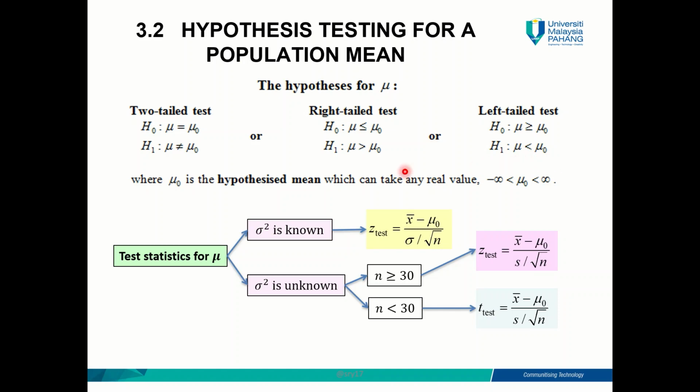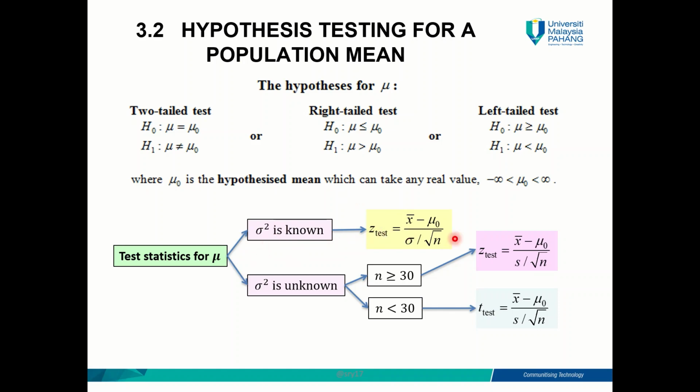So again class, the hypothesized mean here, which is mu naught, will be given in the question. So you really need to read the question carefully and identify what hypothesized value is given. This hypothesized value can take any real value from negative infinity up to infinity, as long as it makes sense for your variable. For example, if your variable is CGPA, it should be from 0 to 4 only. But don't worry, this value will be given to you in the question.